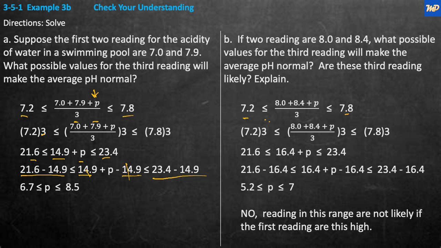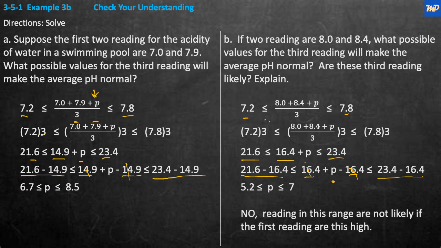We do the mathematics as before. We're going to multiply all three items by 3. We talked about this. And now we're going to get 21.6. You're going to get 16.4 plus the P, and we're going to get 23.4. Then we have to subtract the 16.4 from all three members. Here's where we subtract it, subtract it here and subtract it here. Those cancel and go away, and you're left with P. And then take care of that mathematics.